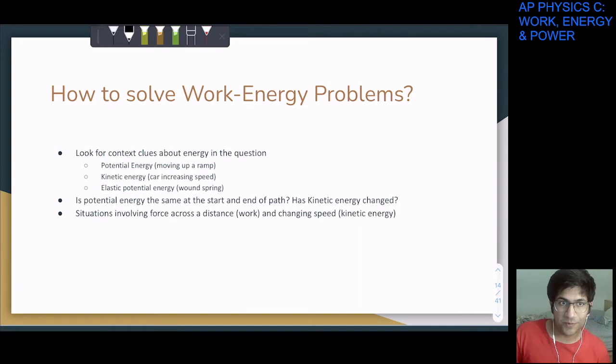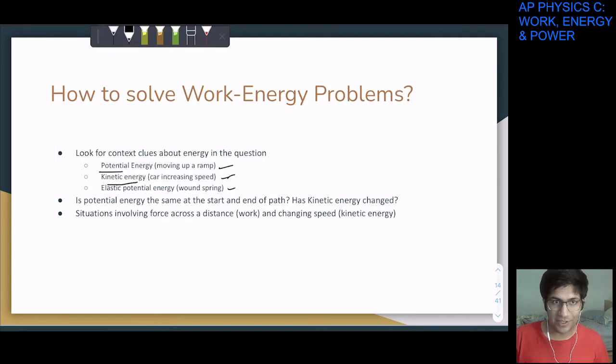Okay, so how do we solve these types of questions? Well, we're going to primarily look for context clues about energy. There's potential energy, which is moving up a ramp. There's kinetic energy, a car increasing its speed. Elastic potential energy, which is a wound spring. And you can remember the energy checklist from the last unit, and use that when you construct free body diagrams. Based off of that, look for springs, right? Because a spring has a force, but also has an associated elastic potential energy.